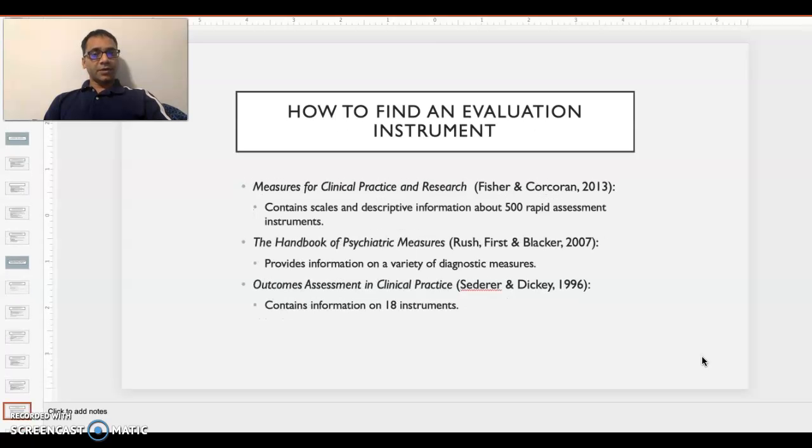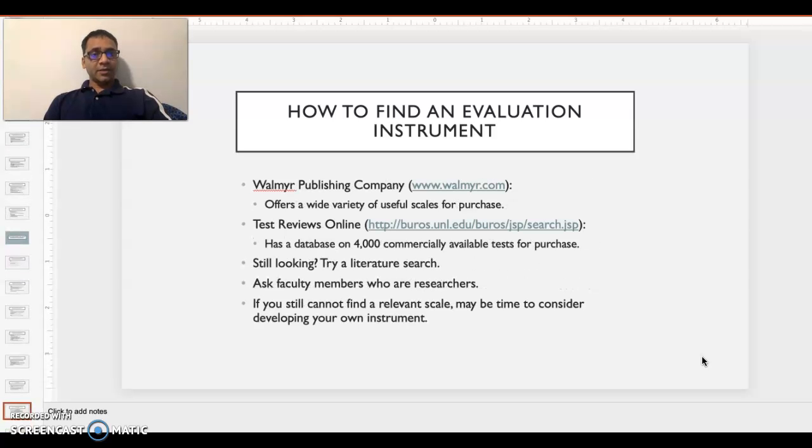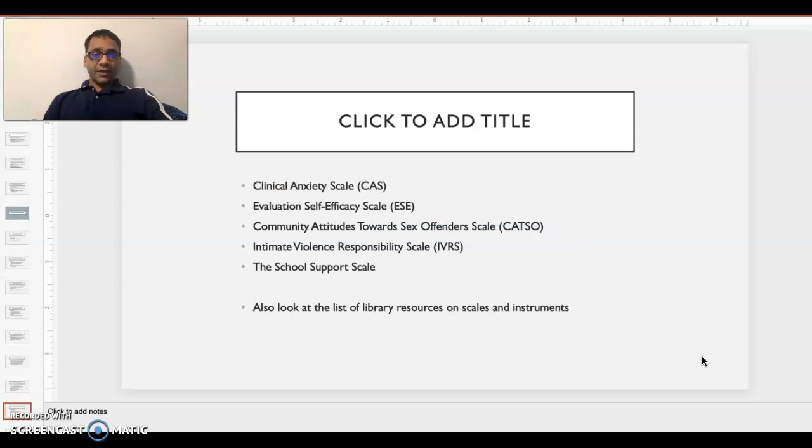so that we are doing justice to this important research. How can we find appropriate evaluation instruments? They may be available in the Measures for Clinical Practice and Research book. It has a lot of scales and descriptive information about 500 rapid assessment instruments. The Handbook of Psychiatric Measures is also a good resource. Outcome Assessment in Clinical Practice also has good instruments. There are other places you can find instruments, like Sage Publishing Company, or test reviews online, or do a literature review from a Google search, or ask faculty members.